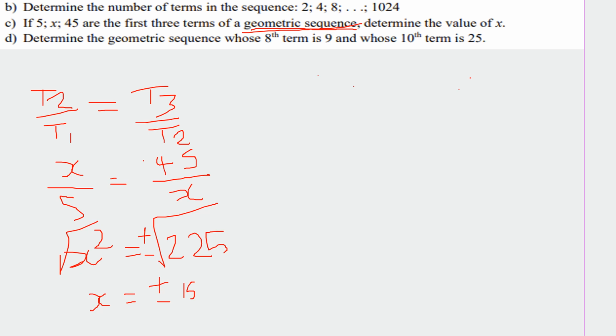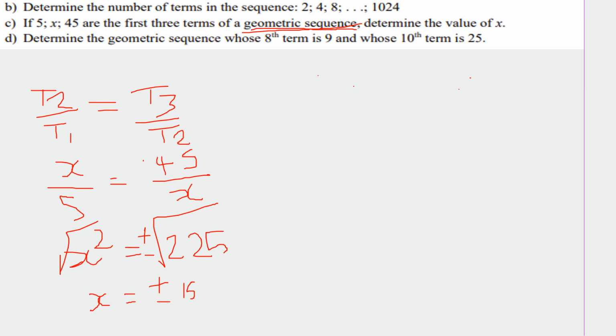Okay. So the value of x can either be positive or negative, because you can have a ratio that is negative and you can also have a ratio that is positive. So basically, we don't know which value is valid or which one is invalid. But for this case, both the values are valid.